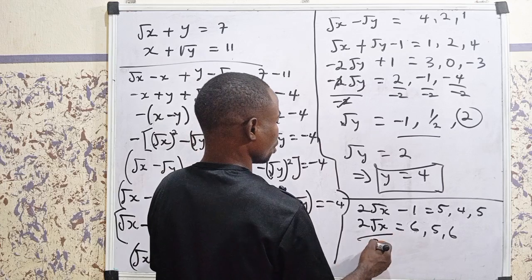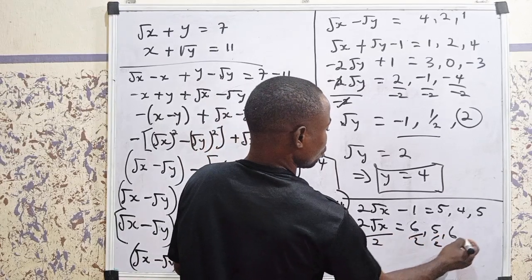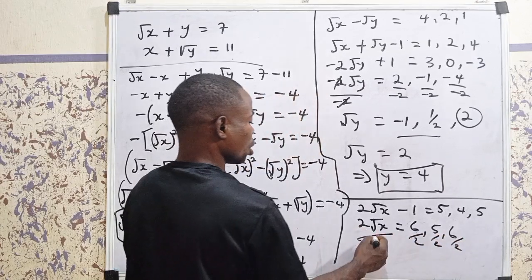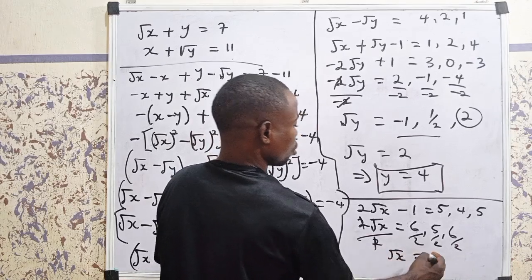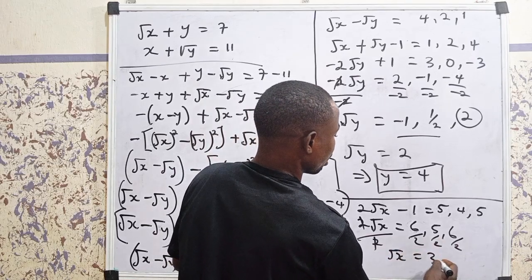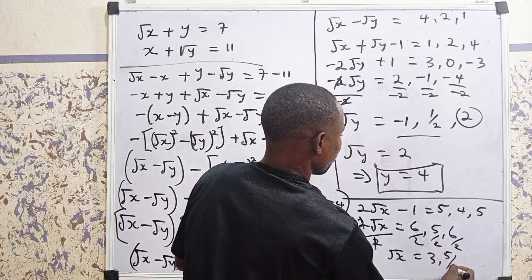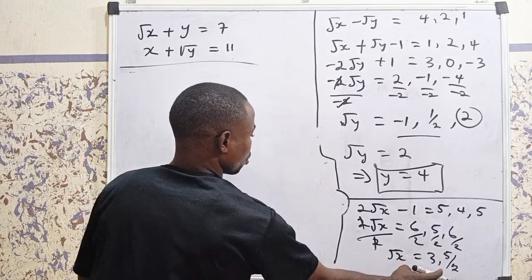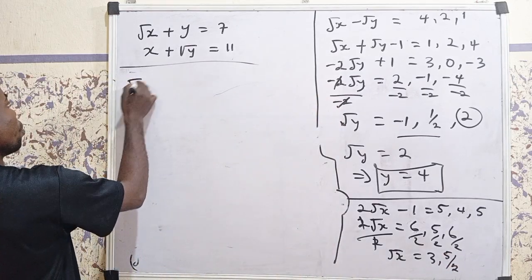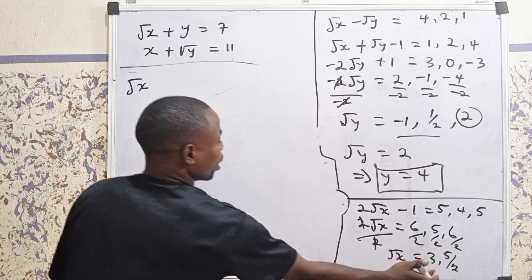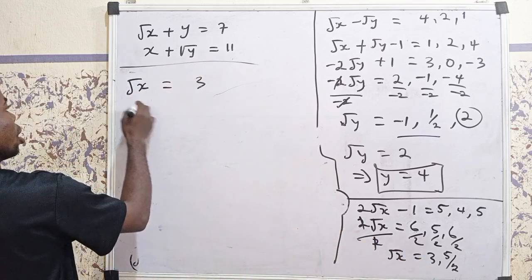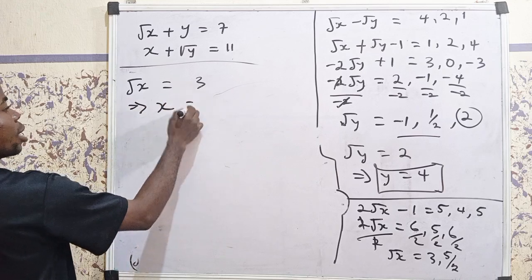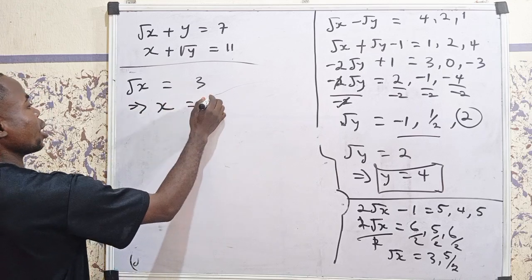Okay, so divide through by 2, divide through by 2. So at this point, this cancels this. Root x is equal to, so I'm going to be having 3 or 5 over 2. Okay, so continuing from here, I'm going to pick 3 right here, and so root x is equal to 3. This of course implies that x is equal to 9.